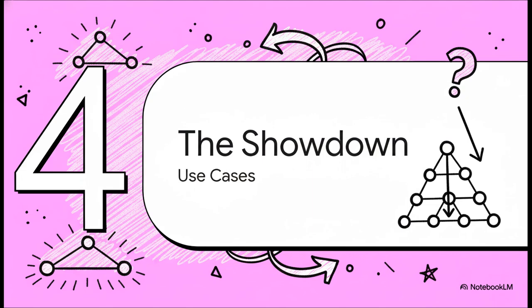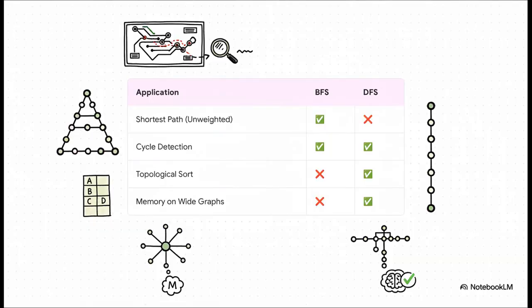And now we get to the main event. Now that we know how they work and their big trade-offs, let's put them head-to-head in some real-world problems. When do you actually pick one over the other? This table lays it all out pretty clearly. If you need to find the shortest path in an unweighted graph, think the fewest stops on a subway line, BFS is the undisputed champion. It's guaranteed to find it because of that level-by-level approach. But for something that depends on finishing one path before another, like a topological sort for scheduling tasks, DFS is your go-to.